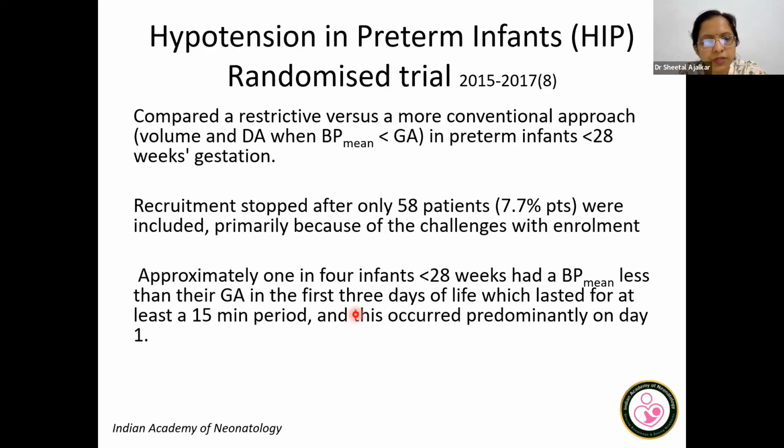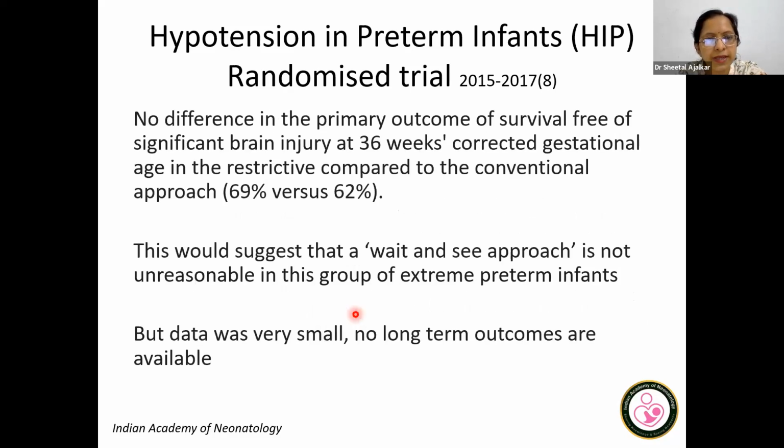What they found is that 1 in 4 infants of less than 28 weeks had mean BP less than their gestational age in the first 3 days of life, lasting for at least a 15-minute period, and this can occur predominantly on day one. So a low BP on day one has been found in 1 out of 4 neonates of less than 28 weeks. So this was the HIP trial, and there was no difference in the primary outcome of survival free of significant brain injury at 36 weeks corrected gestation in the restrictive versus conventional approach.